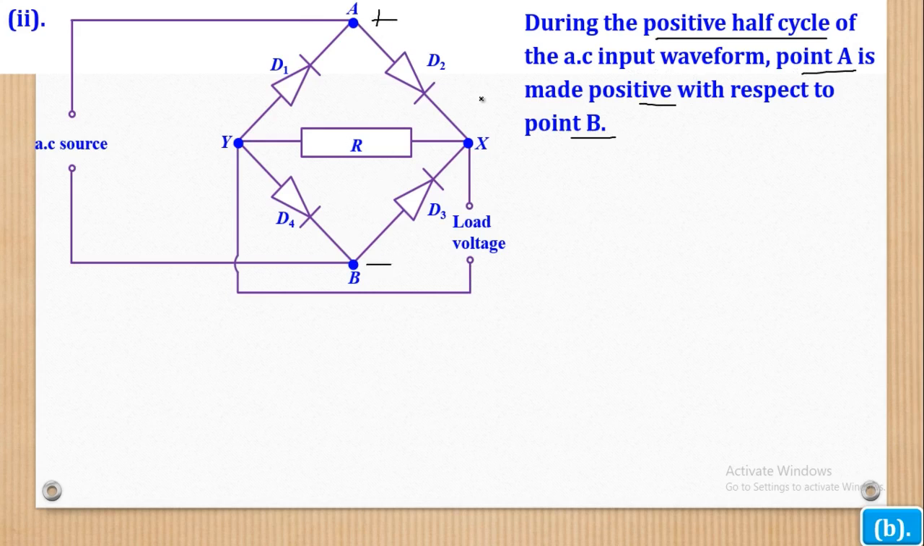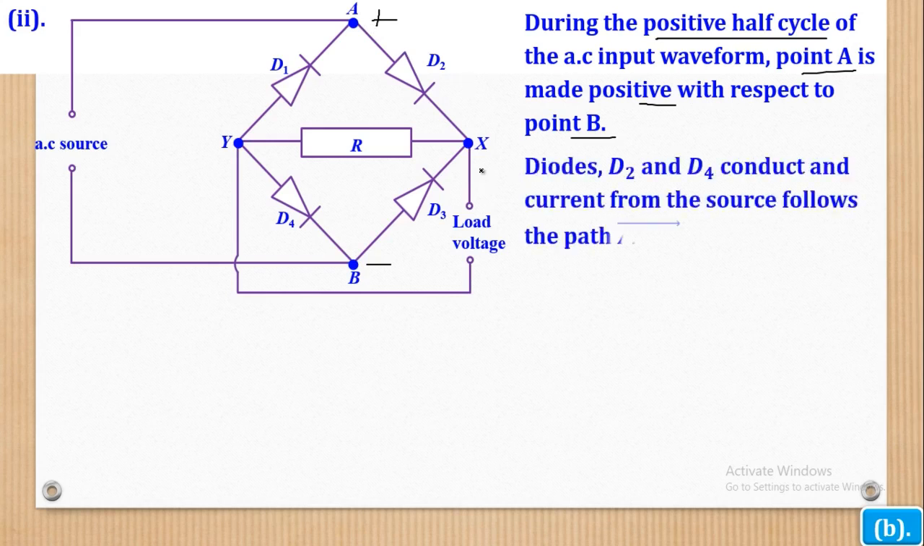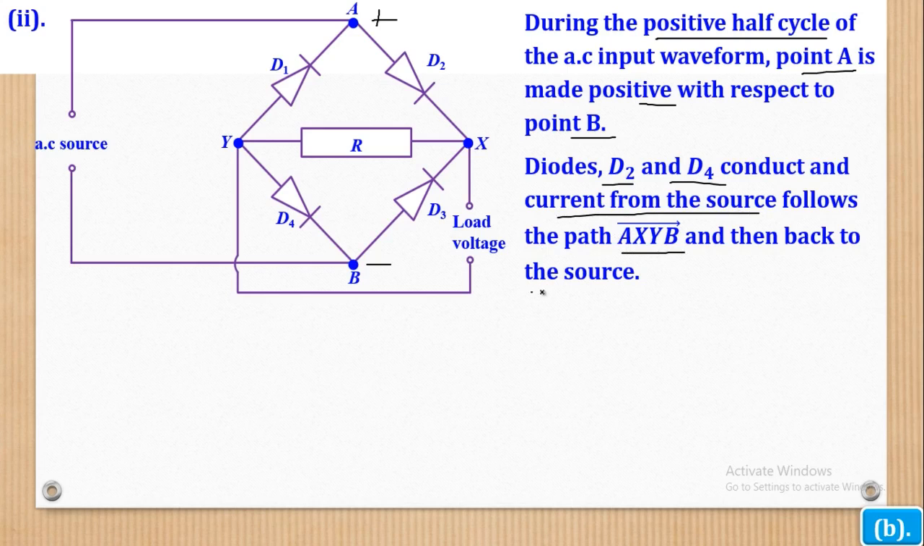What does that mean? It means that diodes D2 and D4 conduct, and current from the source follows the path A, X, Y, B, and then back to the source. So how do you know the path taken? In layman's language, you follow the arrow.